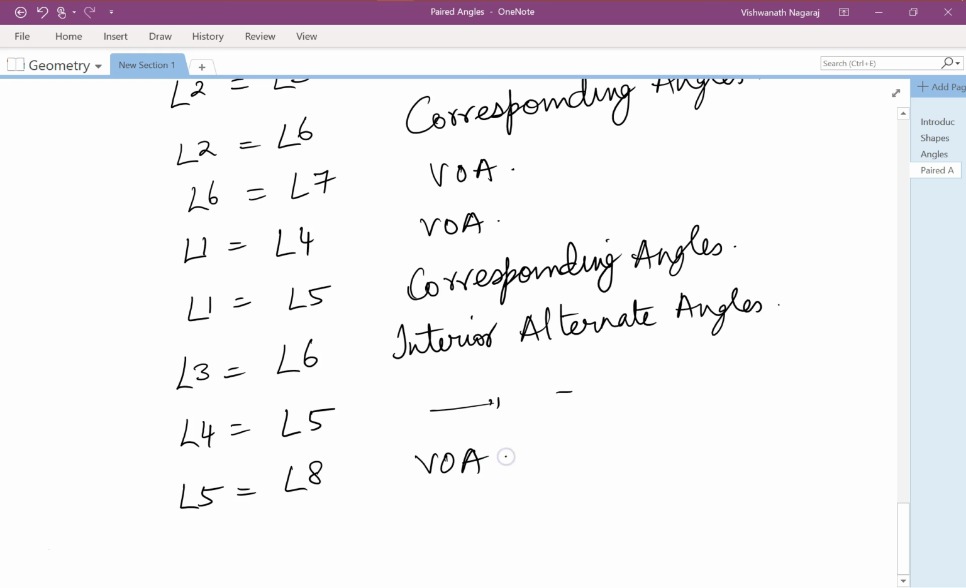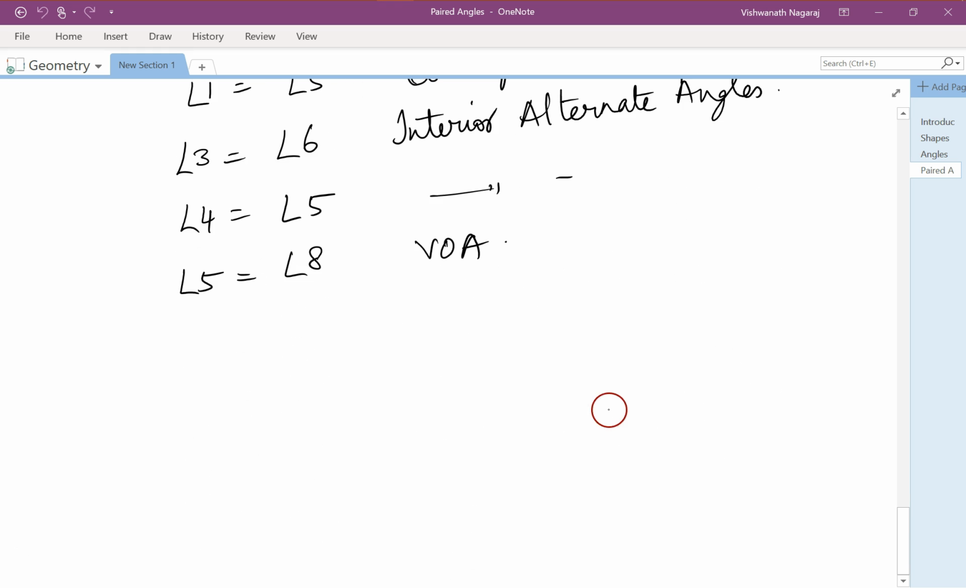Angle 5 is equal to angle 8. Vertically opposite angles. Yes. Okay, let's look at these again. I want you to be able to remember the names. Remember, this line which is transversing through these two parallel lines need not be vertical. It can be at any angle. Now, this and this are called vertically opposite angles.